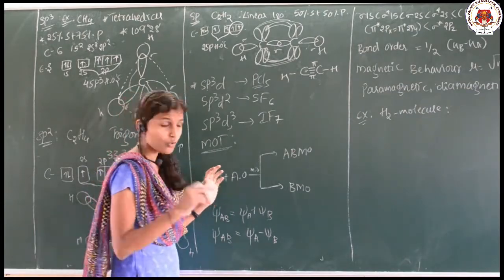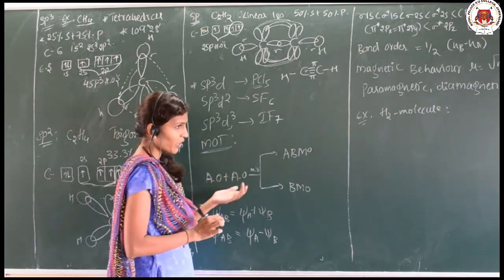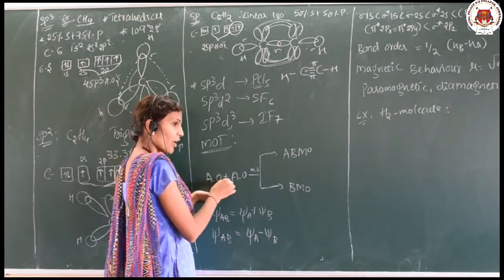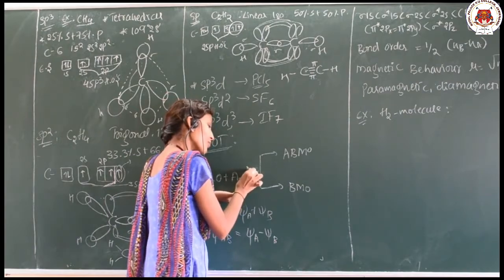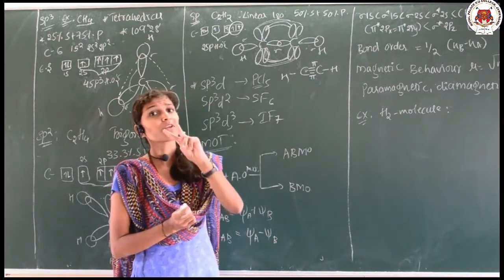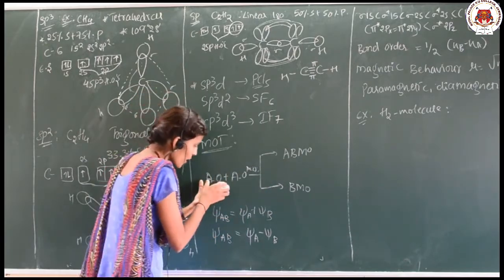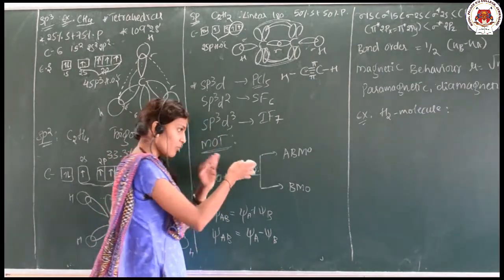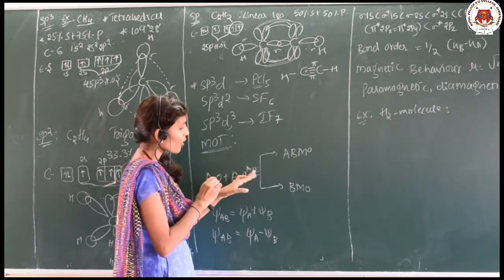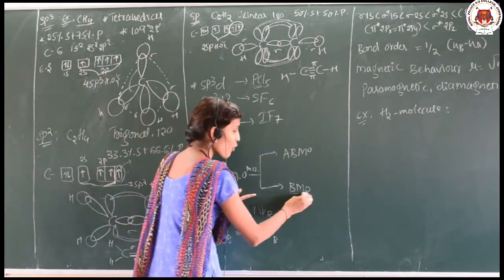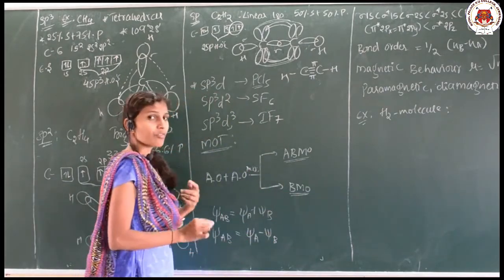Suppose there are 2 atomic orbitals. As you know, atoms combine to form a molecule. Similarly, the 2 atomic orbitals combine with each other and form a molecular orbital. It will form 2 types of molecular orbital, depending upon the overlapping. This molecular orbital has 2 types. One is the bonding molecular orbital, and one more is the anti-bonding molecular orbital.